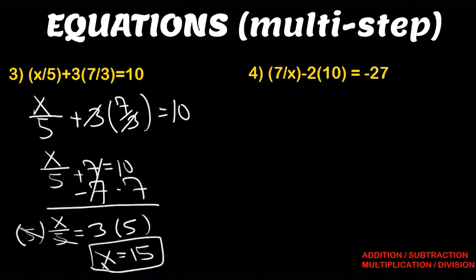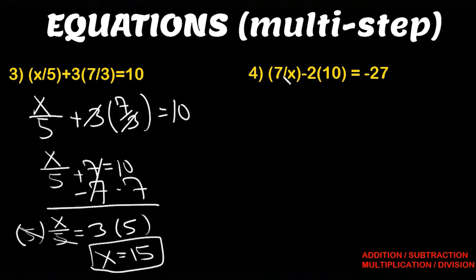So let's go ahead and check it. If I plug it in here, 15 divided by 5 is going to give you 3, right? And then plus, well, what happens here? Remember, the 3's do cancel. So I'm left with 3 plus 7, which is in fact 10. So that checks out, okay?